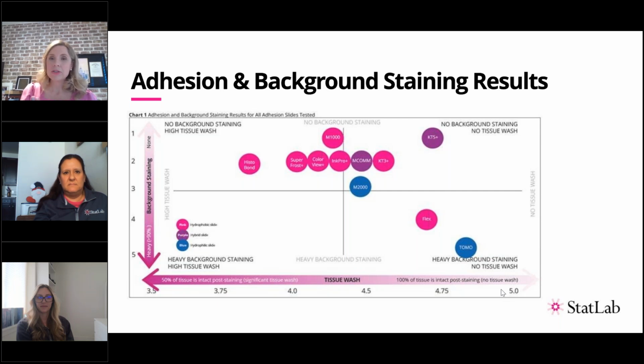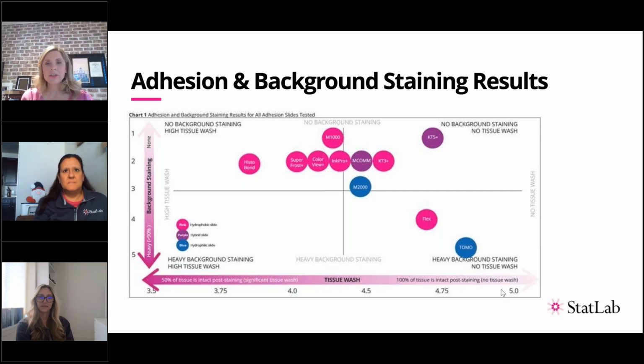Maybe your lab is interested in incredibly high adhesion, but background staining is not a concern because you've got routine staining, but you just need IHC adhesion. That Tomo had no tissue wash. It actually won our contest for the highest score for adhesion. But as you saw earlier, and you might have experienced in your lab as well, that Tomo holds on to tissue, but also some excess reagent. So it's really best in IHC, and you can't use it everywhere in the lab.